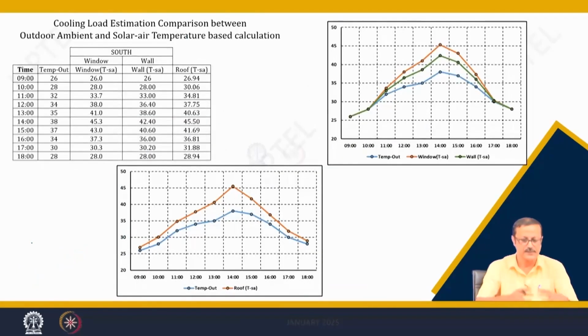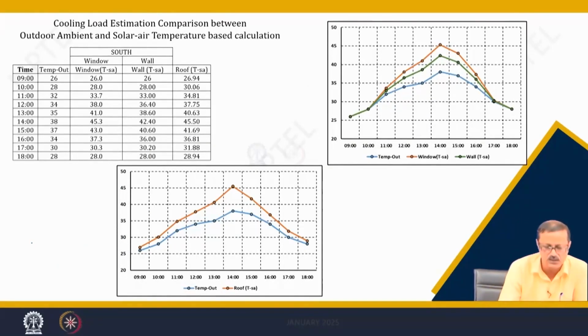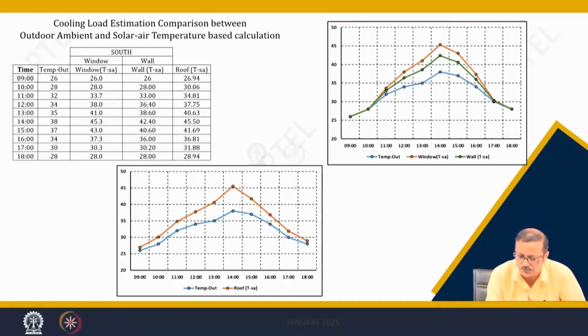So, next one, if I see these two graphs. This is the graph where I have shown the south wall, the outdoor temperature, and this is the solar air temperature for the wall and windows, and this is for the roof. So, you see the outdoor temperature is this blue line, the window solar air temperature is this orange line, which is higher, and the wall temperature is this green.